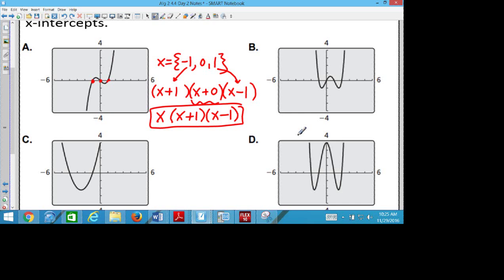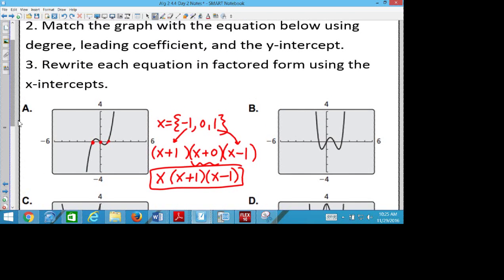Okay, and then the last thing that you also have to do is match that equation to the actual equation below. And in the directions, it says things like use the degree. What is the degree of this one? There's 3 x-intercepts. It looks like this. It'd be 3. So this graph A is only going to match to any of them that have a cubed on it. It's not going to match to a square.